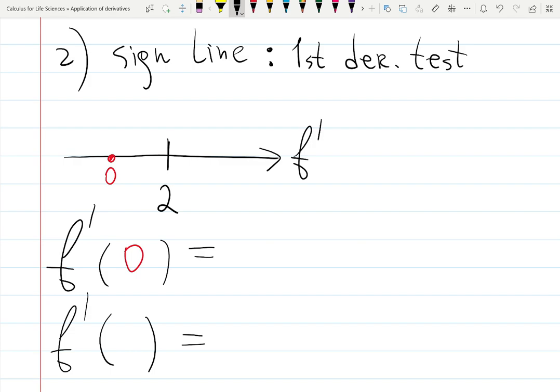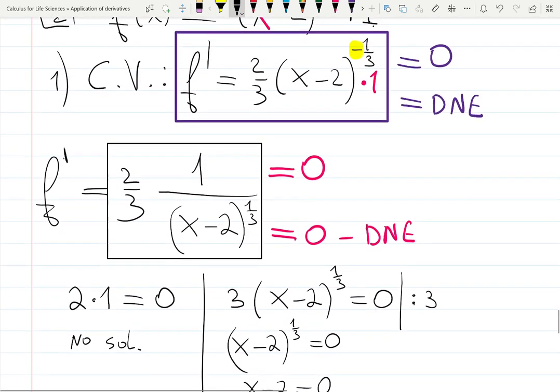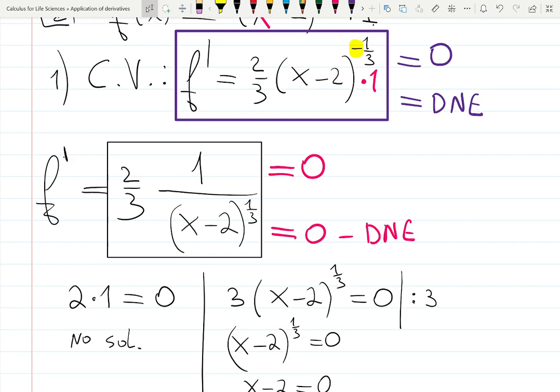Plug 0. Where do I plug it? Into the box. Here it is. Either the first one or the second one, whatever you prefer. I don't care about the number. Remember that. I care about the sign. 0 minus 2 gives me a negative number. And now what matters is what it is raised to. If it's raised to a square or 4, it becomes positive. But in this case, it's raised to the 1/3. 1/3 keeps it negative. Multiplying by 2/3 keeps it negative, so the result is negative.